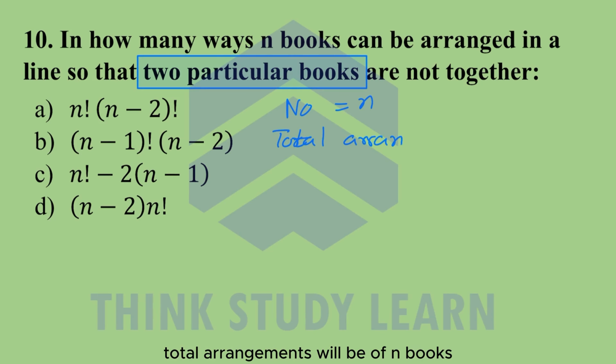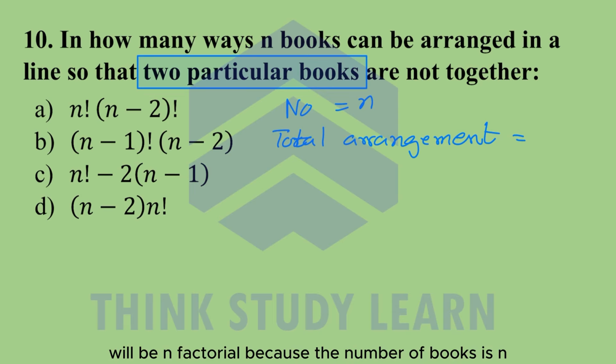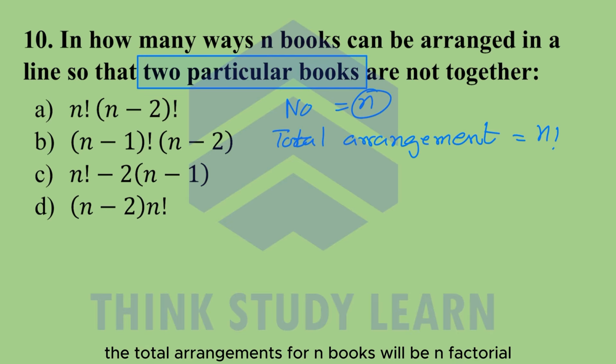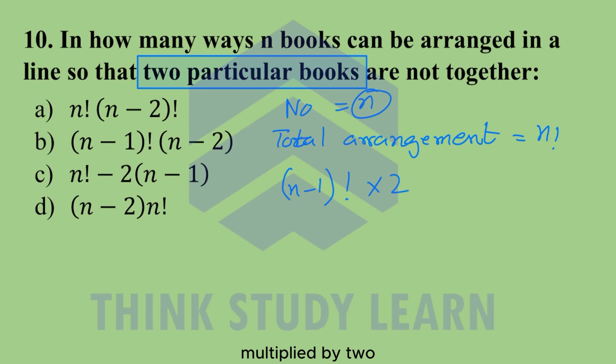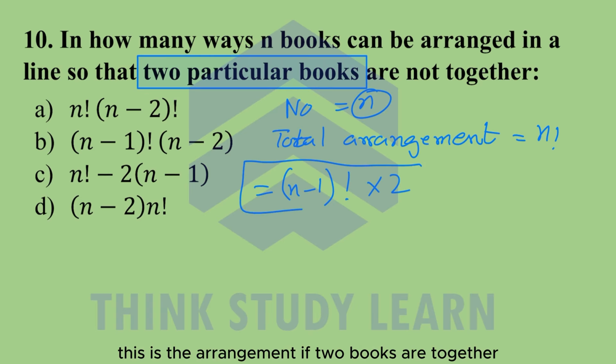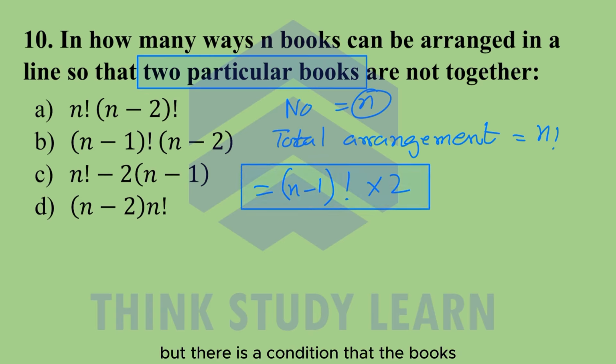Total arrangements of n books will be n factorial, because the number of books is n. Now this is the condition when two particular books are not together. If two particular books are together, then the arrangement is (n minus 1) factorial multiplied by 2. This is the arrangement if two books are together, but there is a condition that the books are not together.